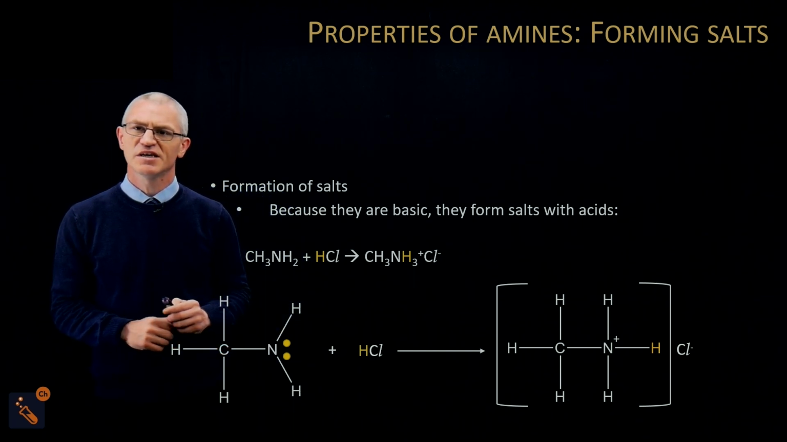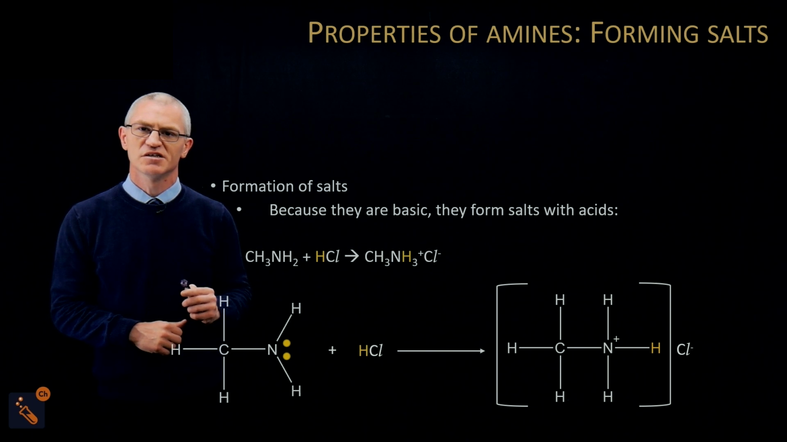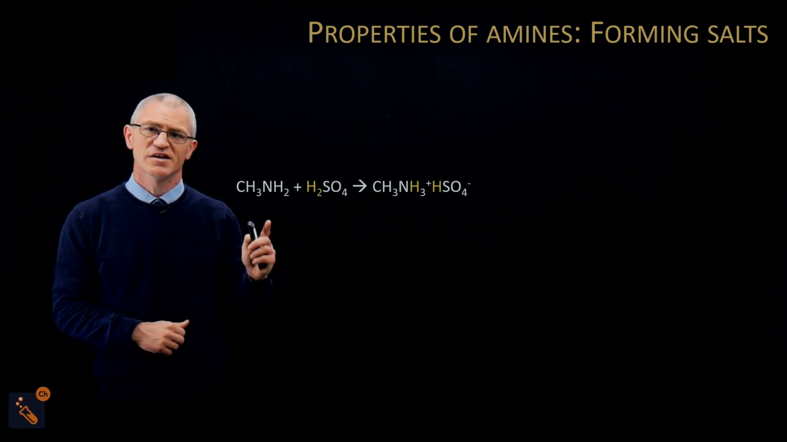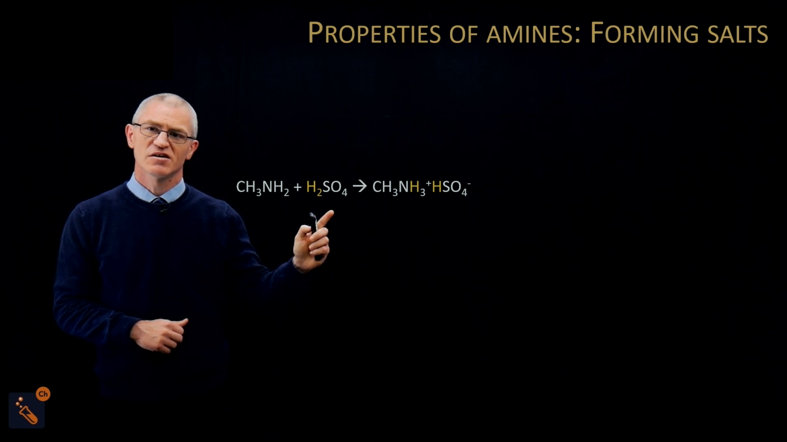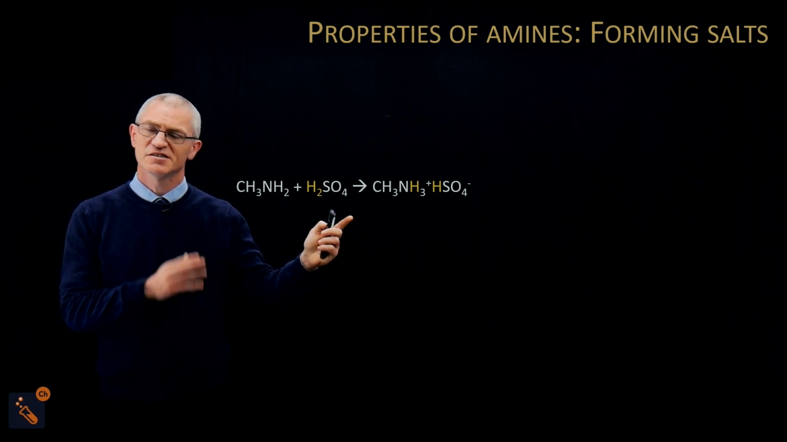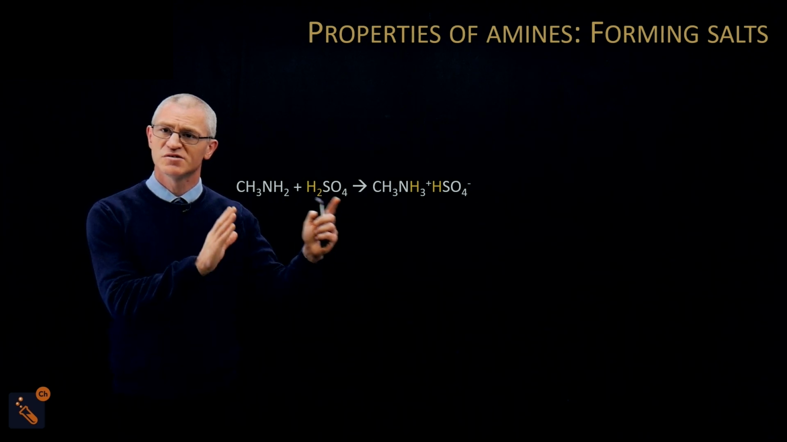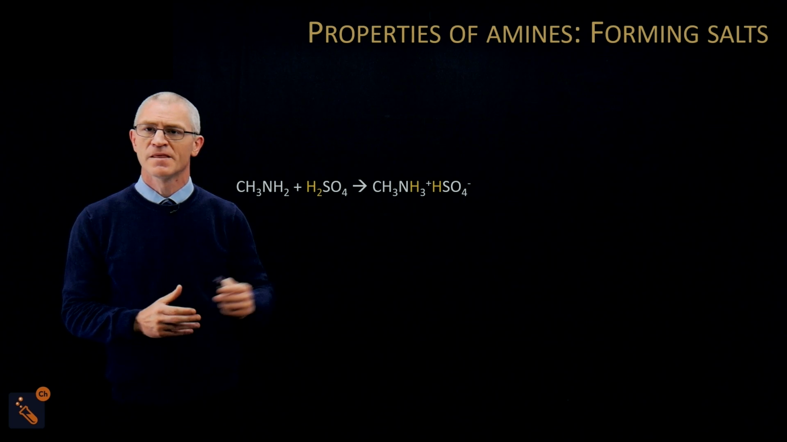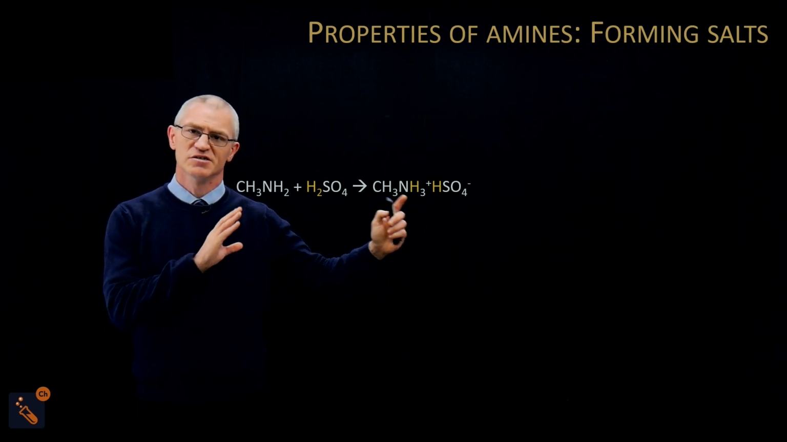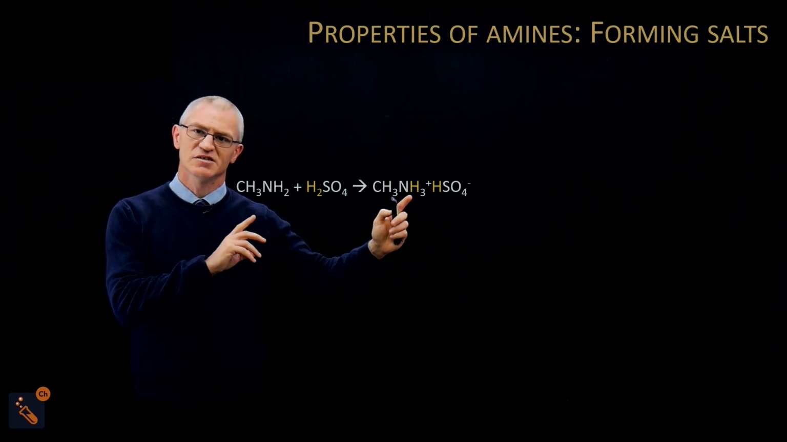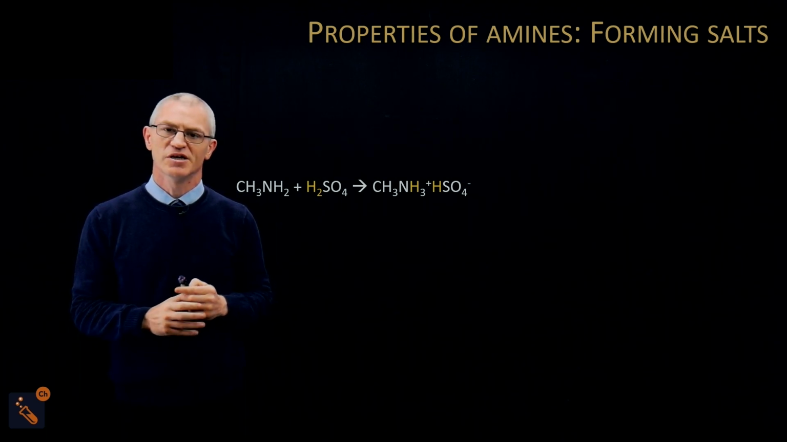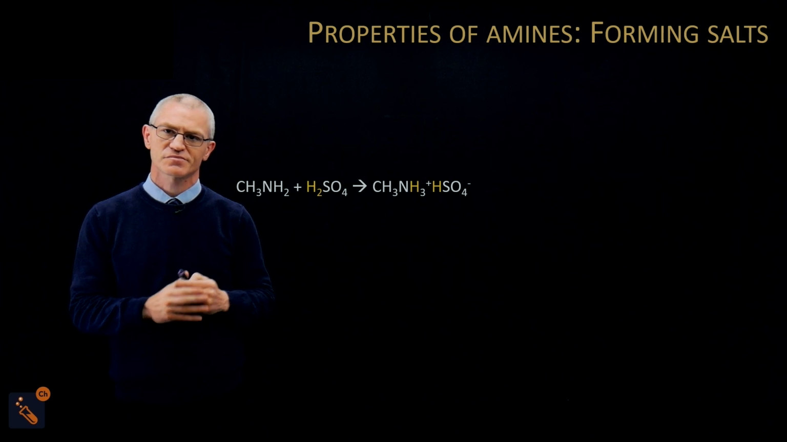If we then move on and show a different acid this time, the different acid is going to be sulfuric acid. Again, if it's a 1-to-1 ratio as you see here, it can donate a proton. You get the HSO4- negative ion, and you get the CH3NH3+. Again, you've accepted a proton because of this lone pair on the nitrogen.